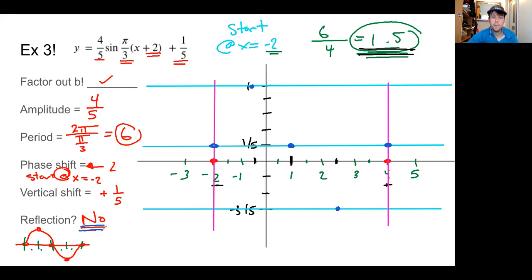I remember not reflecting it, so I did that right. And I graph it as best I can. And not too bad, I guess. So there we go. That is our nice sine curve, or at least one cycle of it, with all of those different transformations that we went over.